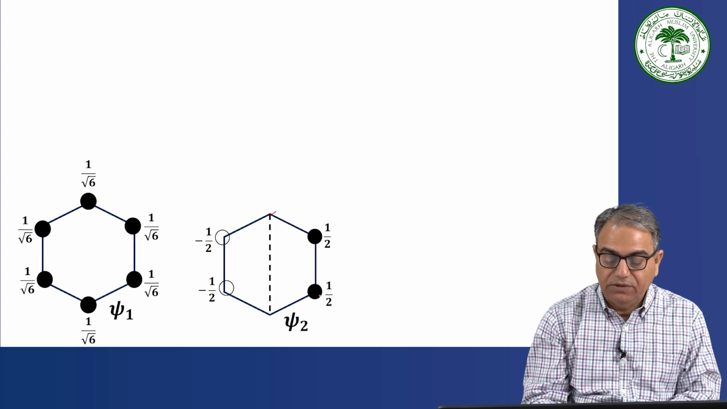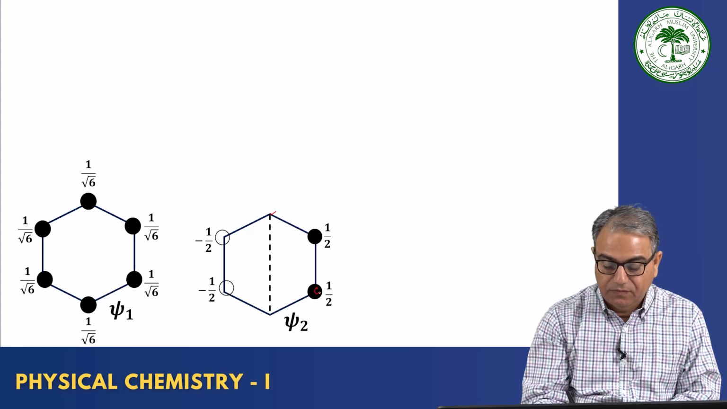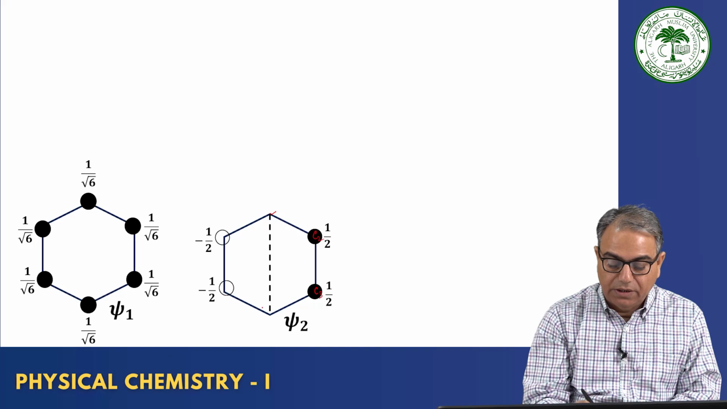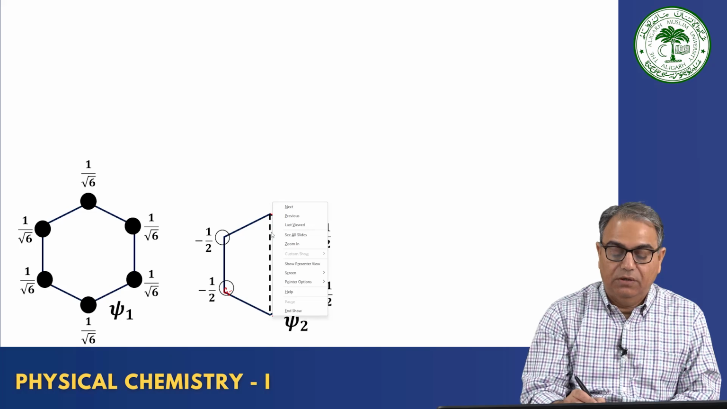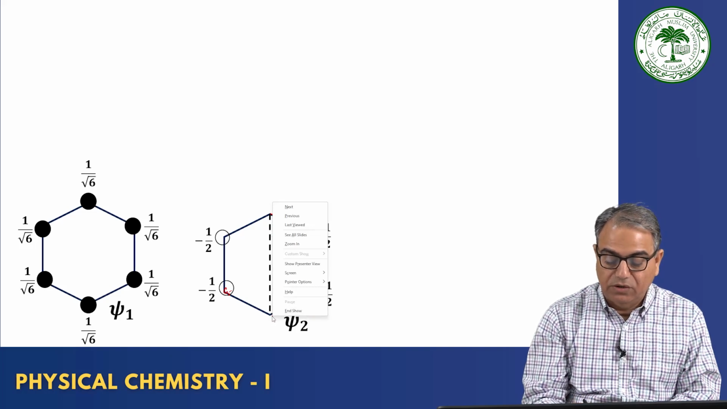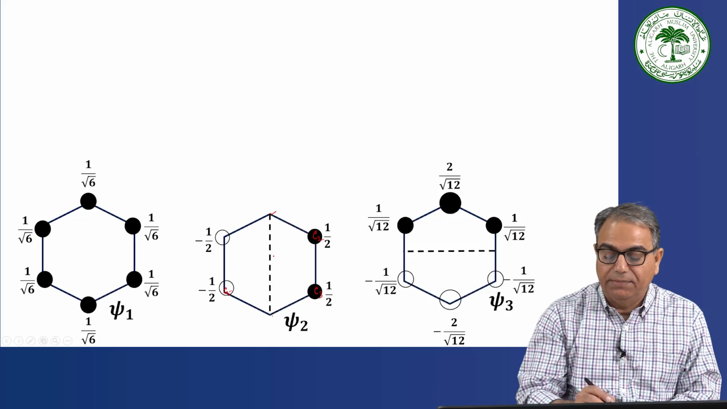If you go from C3 to C6, C1, 2, 3, 4, C4 to C5, this is your C3, this is your C2, and this is your C4, this is your C5. Okay. From C3 to C5, again you have a coefficient here. So if you have a node here, it is a nodal plane.